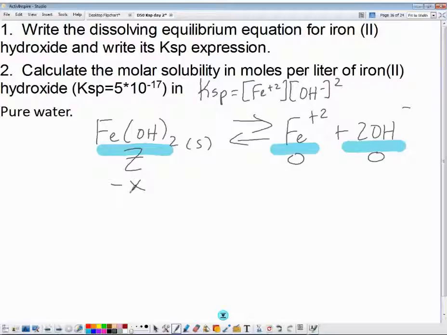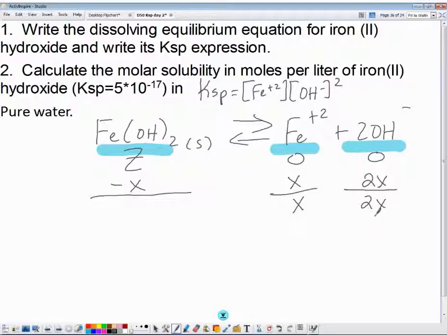So X moles per liter of the solid is going to fall through the cracks, creating X moles per liter of iron and 2X moles per liter of hydroxide. And so at equilibrium, you're going to have some amount of that. X moles per liter of iron and 2X moles per liter of hydroxide.